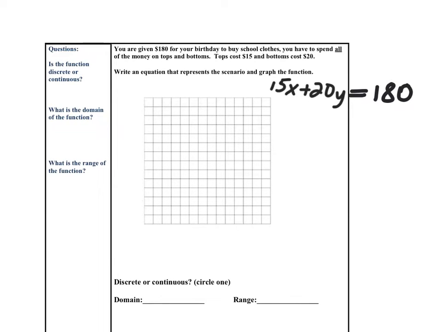It said I have to spend exactly 180, so this is not an inequality. Also, we haven't started talking about graphing inequalities yet, so I wouldn't make you do that yet. Okay, let's find our intercepts. So please go ahead and find your x and y intercepts. I think you're capable of doing that on your own at this point.